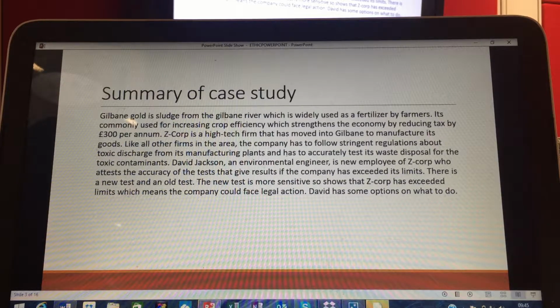There is a new test and an old test. The new test is more expensive, so it shows that Z Corp has exceeded limits, which means the company could face legal action. David has some options on what to do.